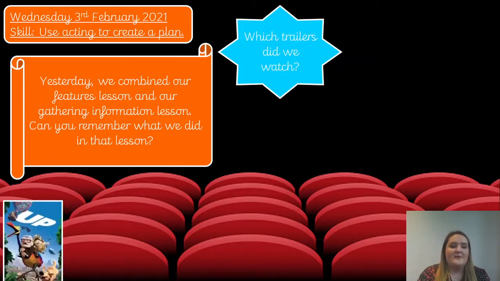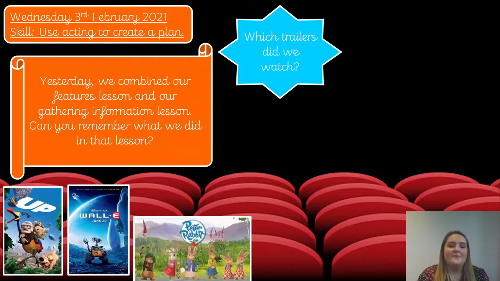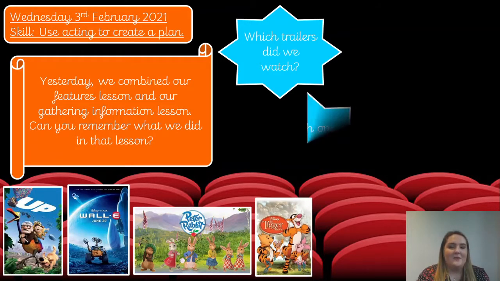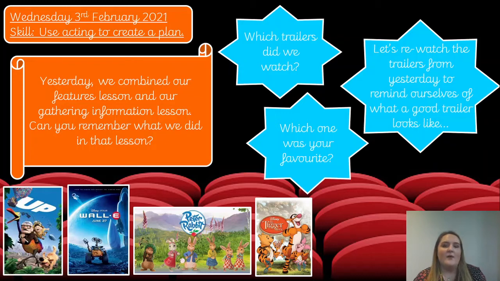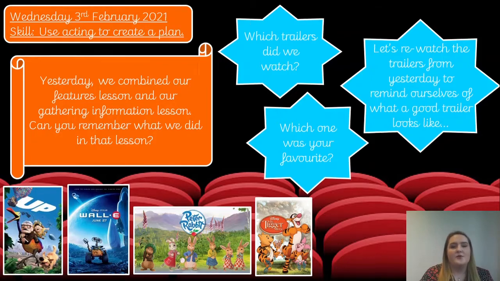Okay, well done. So we've got Up, Wall-E, Peter Rabbit and the Tigger Movie. Which one was your favourite? We discussed this yesterday. Which one was your favourite? Okay, well done. And we are going to re-watch the trailers now, because they provide a really good example of what a good trailer looks like. And that's what we're going to be thinking about today, because this week we are going to be making our own film or TV programme trailer. So let's have a look. Let's re-watch those trailers just to remind ourselves of what a good one should look like.